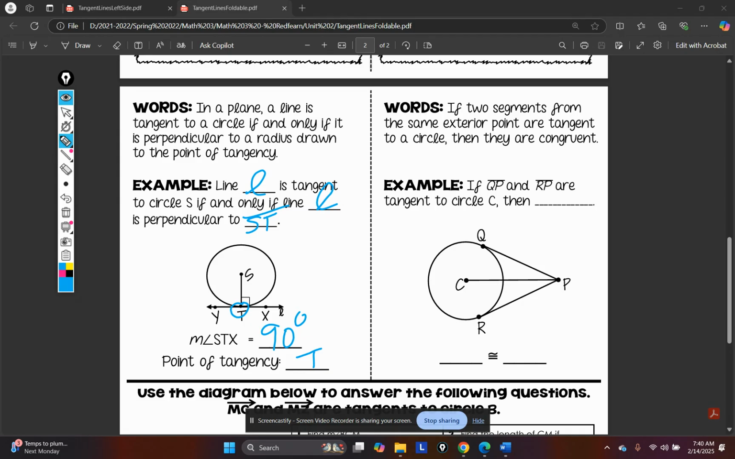All right, the next one talks about the two segments that we talked about before with the exterior point. Again, your exterior point is here. So if two segments from the same exterior point are tangent to a circle, then they are congruent. So if QP and RP are tangent to circle C, then they are congruent. So that means that this line is congruent to this line. So you have QP is congruent to RP.